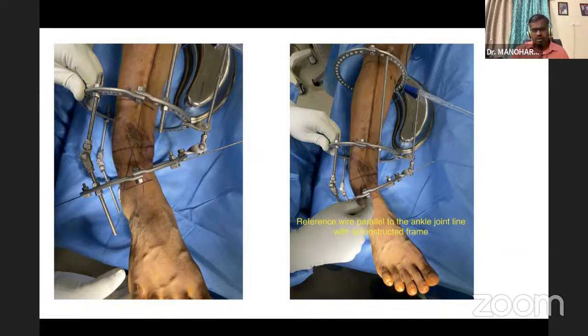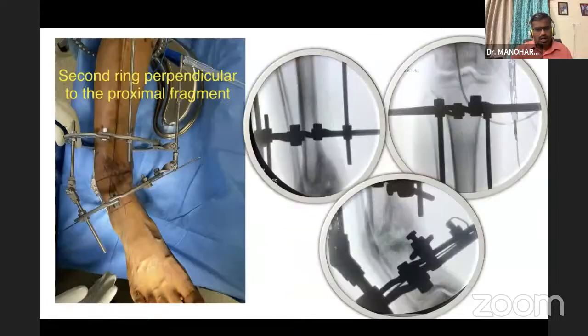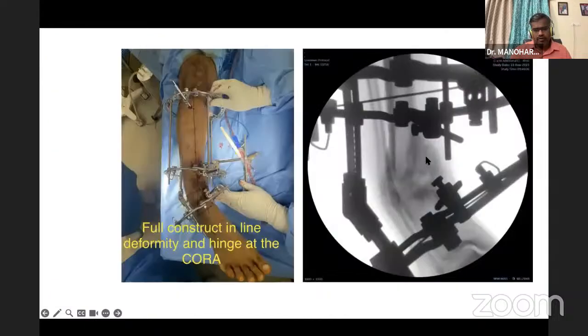Otherwise, if you are not concentrating on that, the leg will not be in the center of the ring, skin and soft tissue impingement will be there, and proper placement of the ring cannot be achieved. This is the second ring. I make sure that it is perpendicular to the proximal fragment. As the rule, always fix the reference wire first, parallel to the joint, and the second wire will be the most distal wire, that means in this case the proximal-most ring. Then the sequence of fixations is followed.